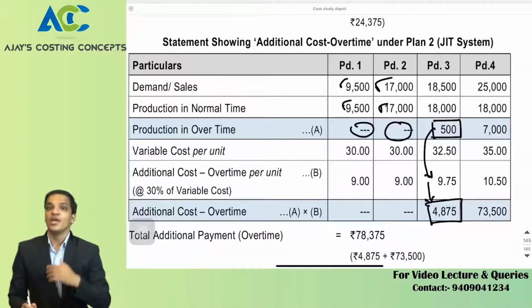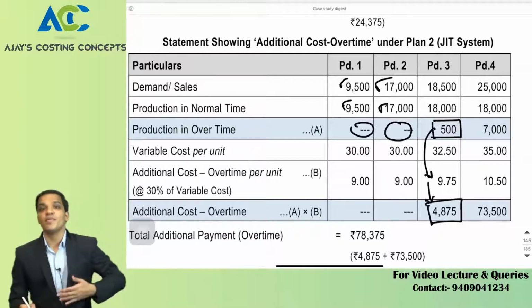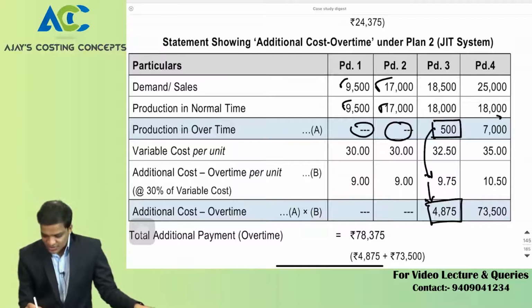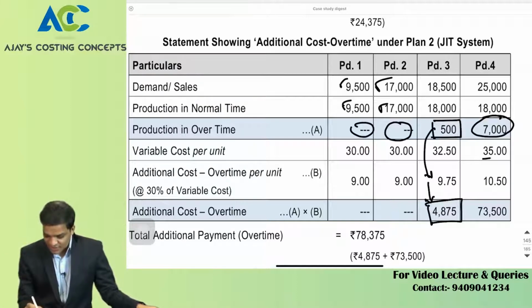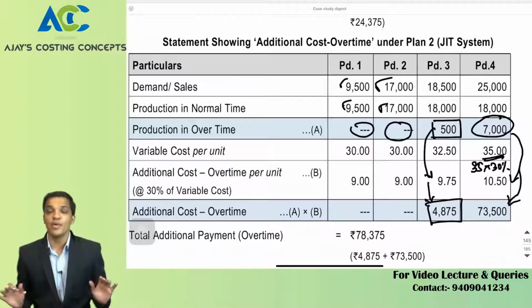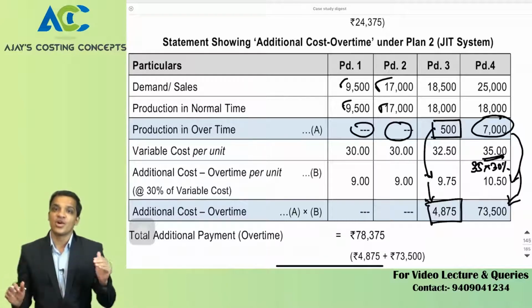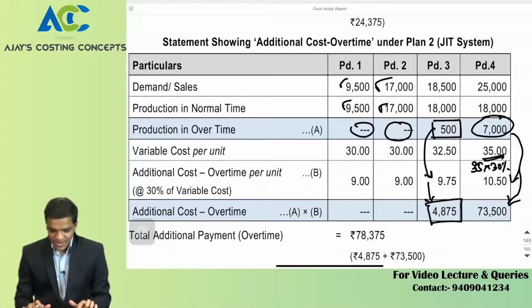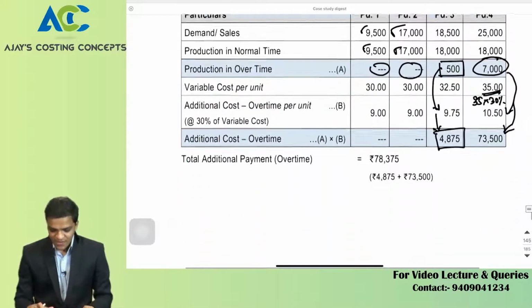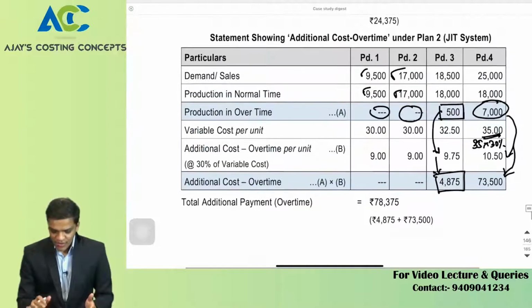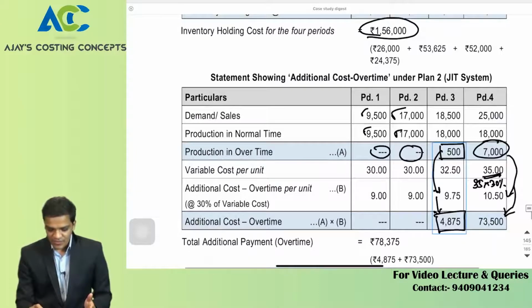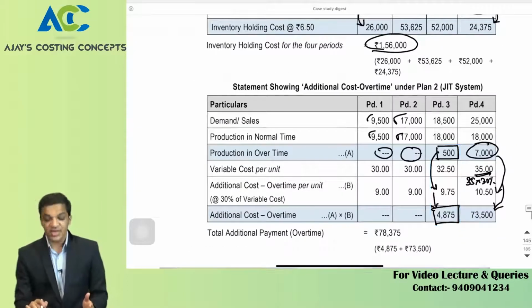And in the fourth period, 25,000 is the demand. Basically, you will be able to produce only 18,000, so 7,000 is the additional units that you are producing. For that 7,000, the extra cost is 30% of 35. Then when you multiply with this, you will get this solution. So then you will be able to calculate the total cost of overtime, and then you will compare the cost of overtime with inventory. We will be getting either savings, or that is what we will be able to find out. 115, here it is 156,000, and here it is 78,375.